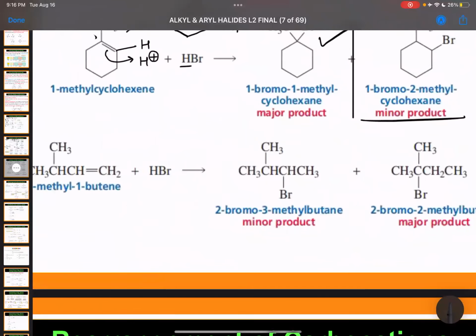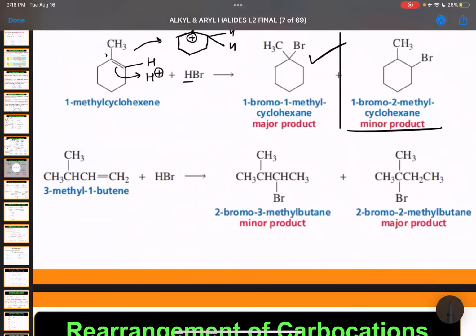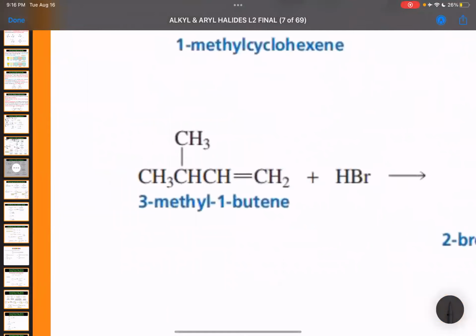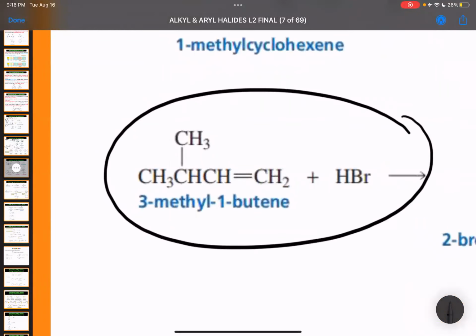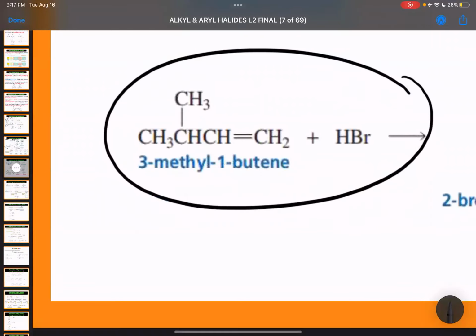Okay, and what will happen in this? Just give it a try. What is the IUPAC name of the product in this? Yeah, Nabil. Any idea?